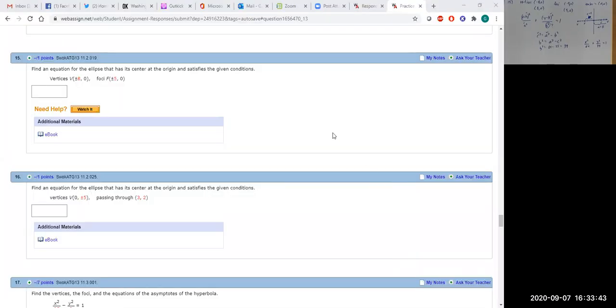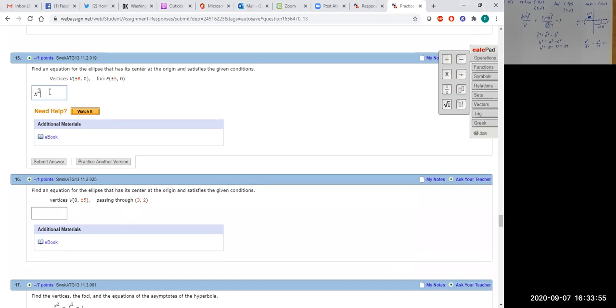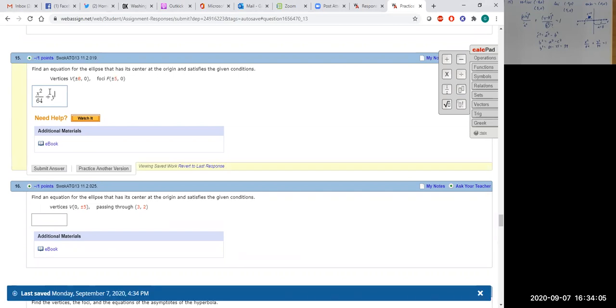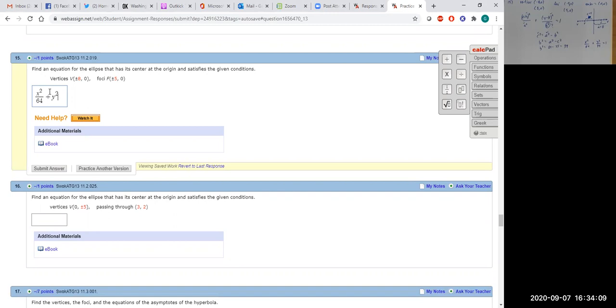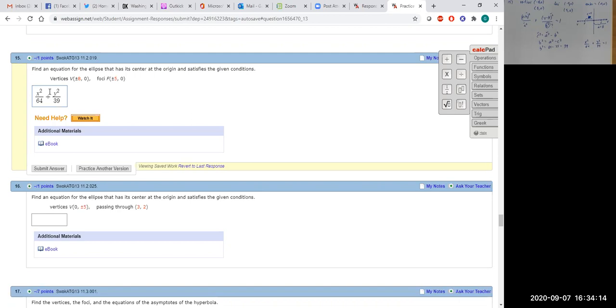All right. x squared over 64 plus y squared over 39 equals 1.